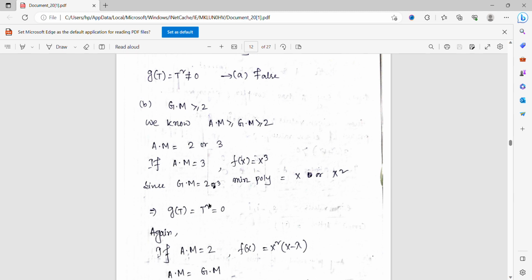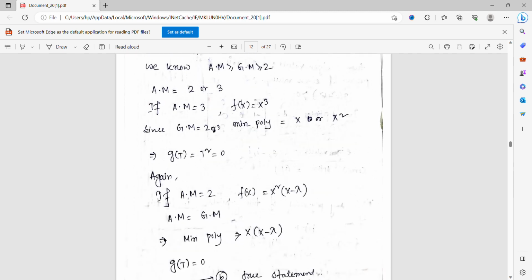Now if algebraic multiplicity is 2, then f(x) can be written as x square into (x minus lambda), where lambda is the non-zero eigenvalue. Now the algebraic multiplicity of lambda is 1, so the geometric multiplicity of lambda is definitely 1, and it is given that the algebraic multiplicity of 0 is 2 and the geometric multiplicity is greater than or equal to 2. That means the geometric multiplicity and algebraic multiplicity for 0 are the same. So in this case T is diagonalizable, because for both eigenvalues the algebraic multiplicity and geometric multiplicity are the same.